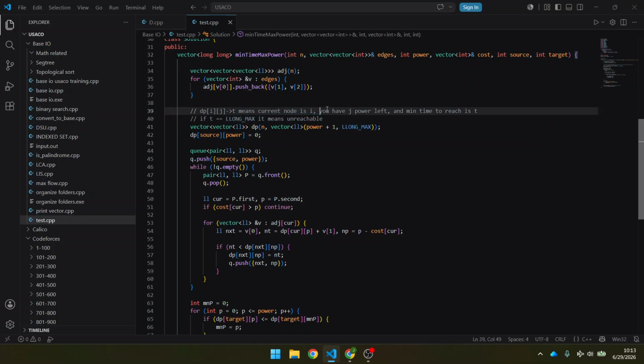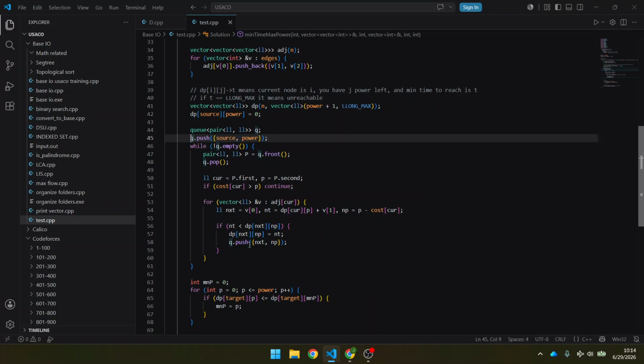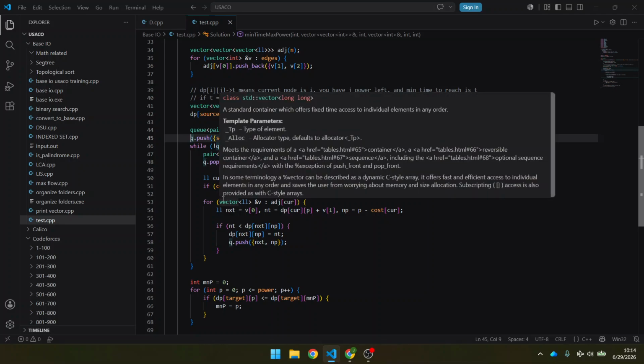So current node is i, you have j power left, and the minimum time to reach the state is t. The neutral one will just be long max because that's the maximum time. All the time we reach it will always be less than this, if we can reach it, I mean. So t equals long max is unreachable. At the beginning, source power is zero, so it's zero time. And then q.push is source and power. So this is just a BFS. You can use DFS too.